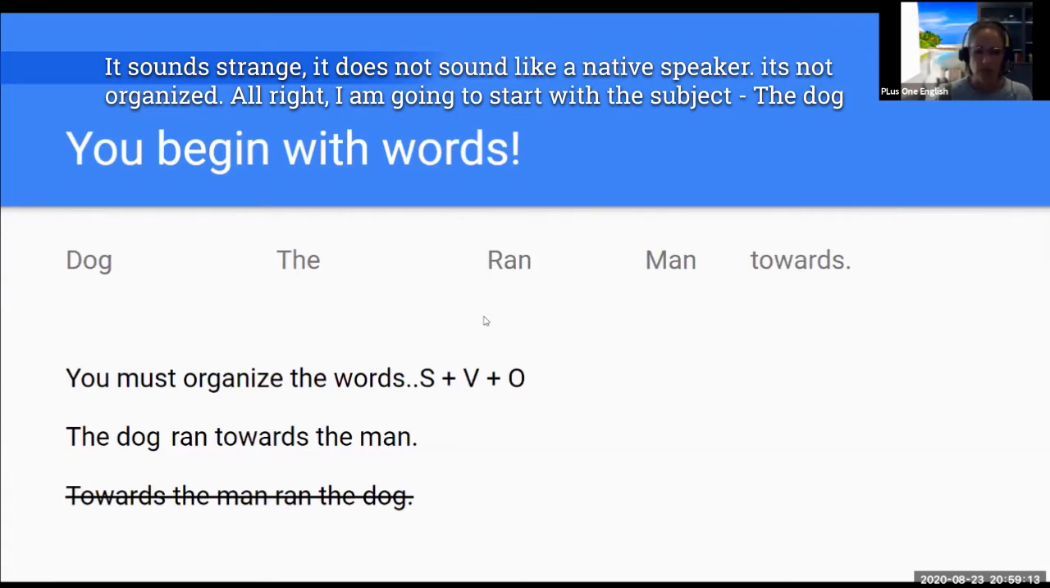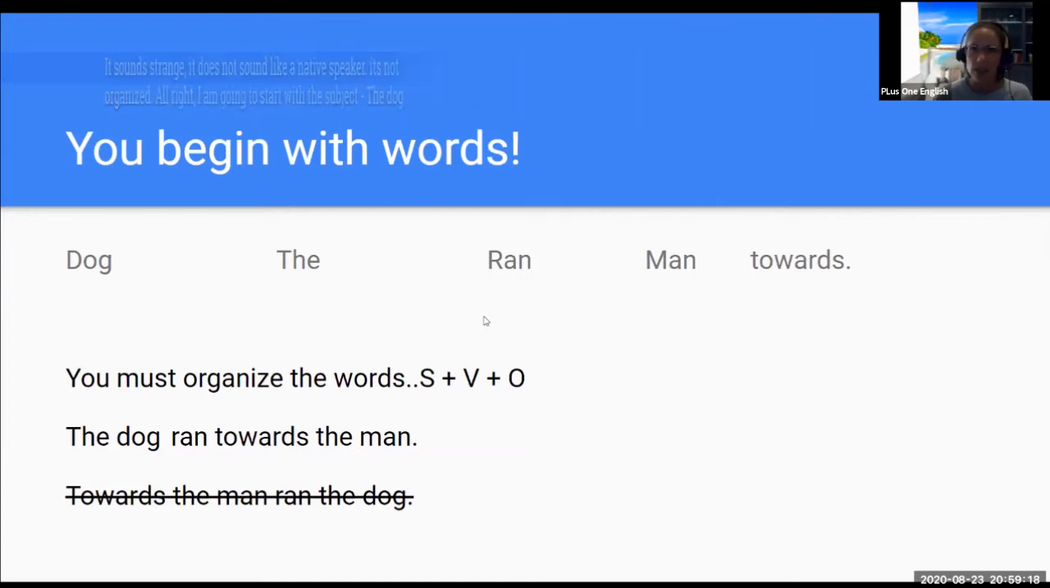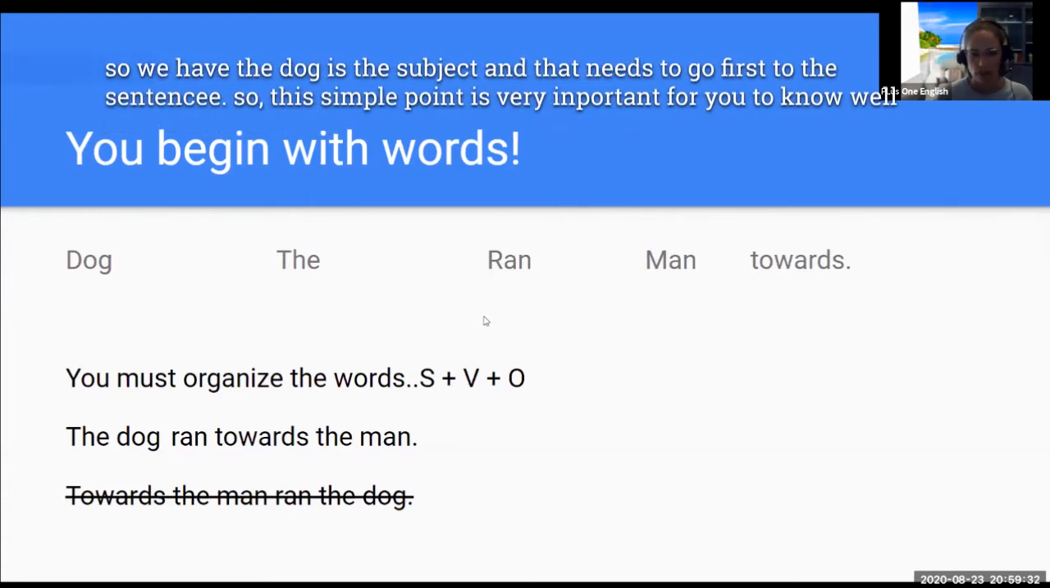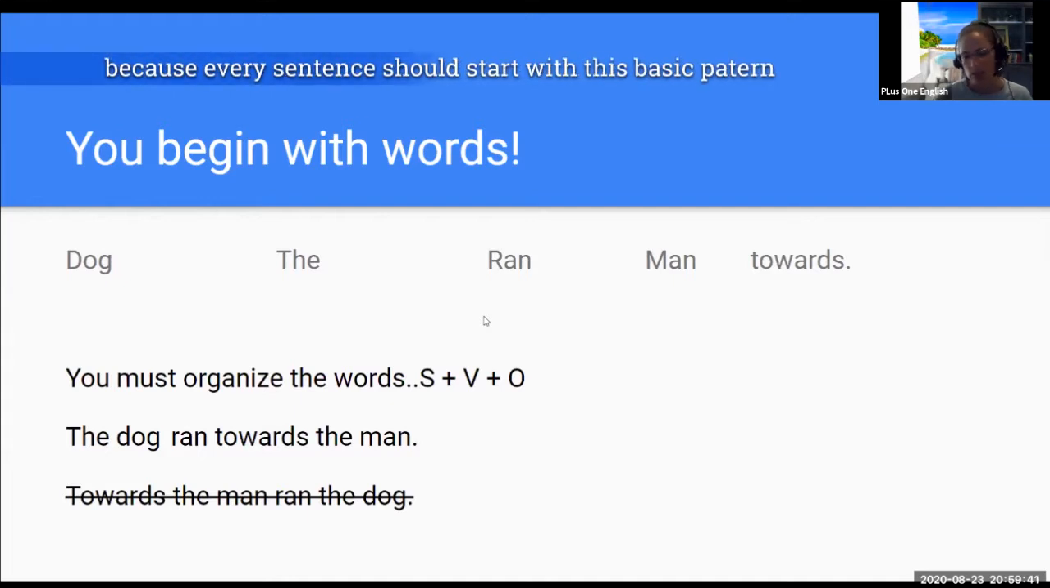So I'm going to start with the subject, the dog. And we say, what is the subject? Well, again, the subject is what's doing the action of the sentence. Remember, if you don't remember, watch what is a sentence again. And the object is what receives the action of the sentence. So we have the dog is the subject, and that needs to go first in the sentence. So this simple point is very, very important for you to know well, because every sentence should start with this basic pattern.